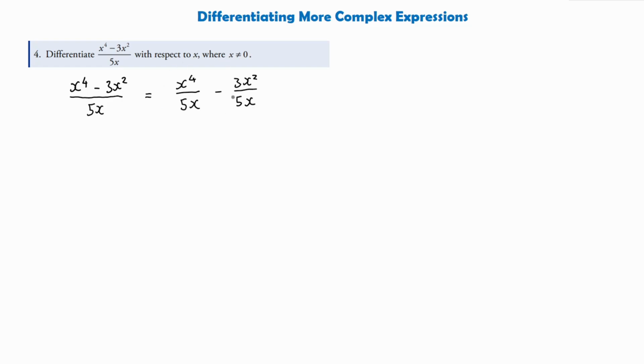And we can now simplify this. If we simplify this, we divide the top and bottom by x. We find that we're going to get x cubed over 5 minus 3x over 5, which is the same as we said earlier, 1 over 5 x cubed minus, and this one is 3 over 5 x. And now we can differentiate this.